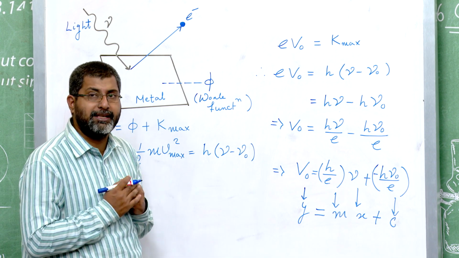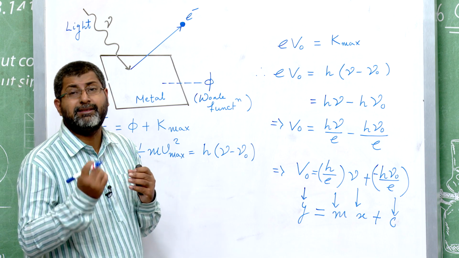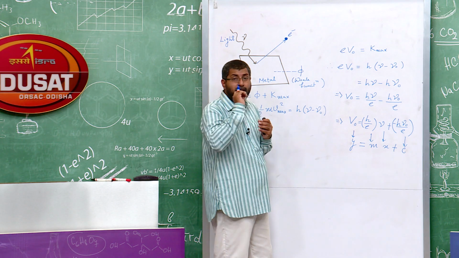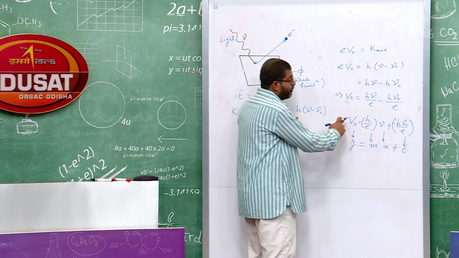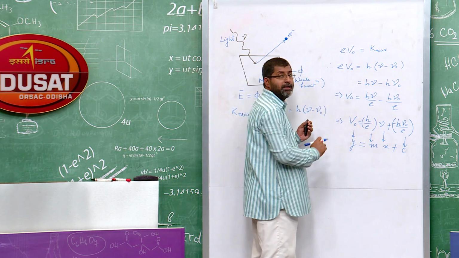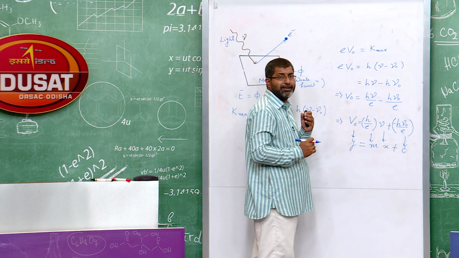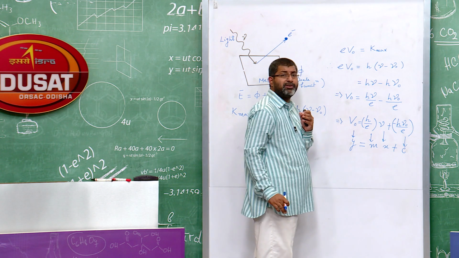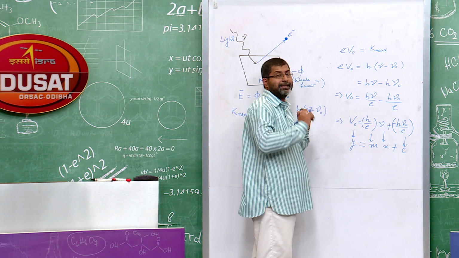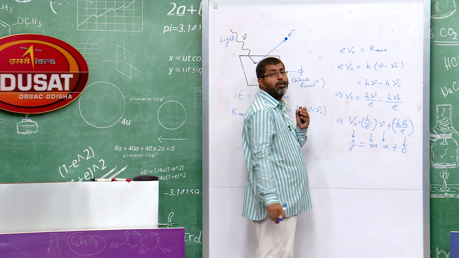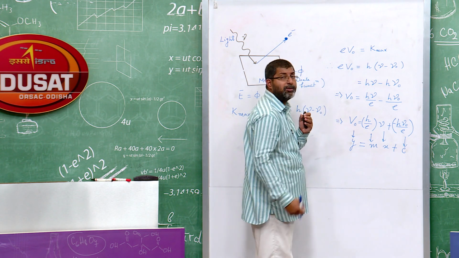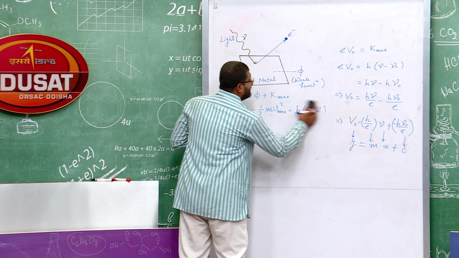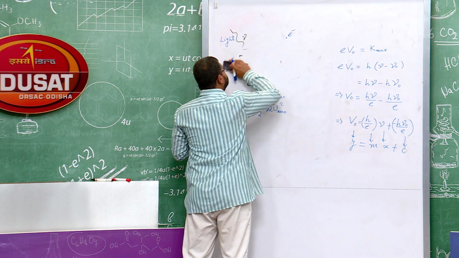And what does this equation represent? This equation represents the equation of a straight line. So if we plot a graph between V0 and nu, the nature of the graph is a straight line passing through the point minus h nu 0 by E on the y axis and having a slope h by E. Now, let us plot the graph and see what the nature is.